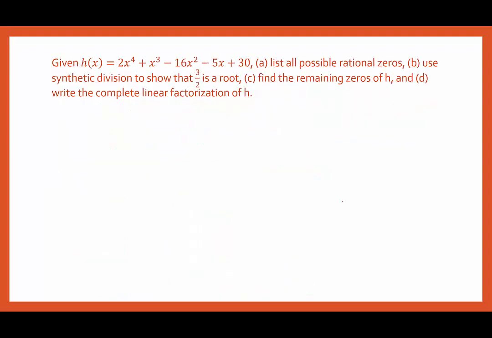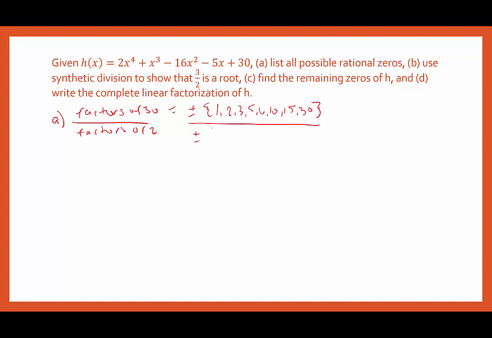Here we're looking at h of x, and we're going to do the same thing. So the possible rational zeros, that would be the factors of 30 divided by the factors of 2. And the factors of 30 include plus or minus 1, 2, 3, 5, 6, 10, 15, and 30. And the complete set of factors of 2 are positive and negative 1 and 2.